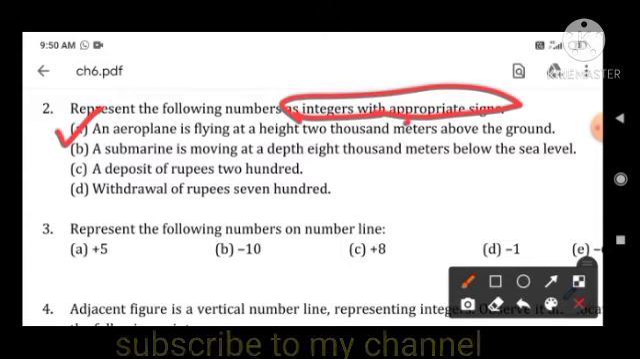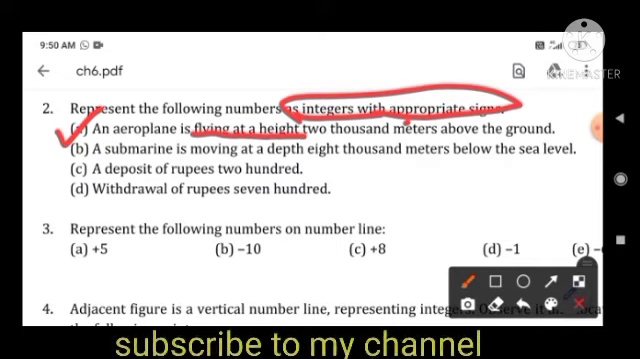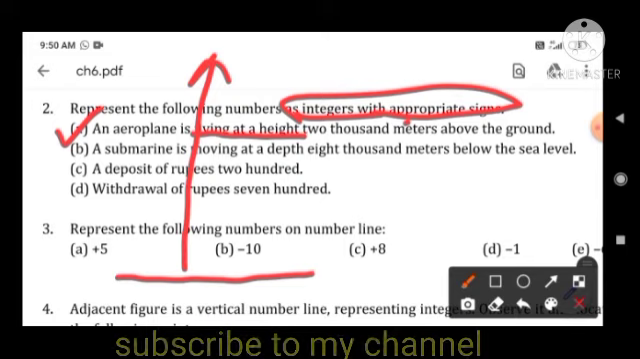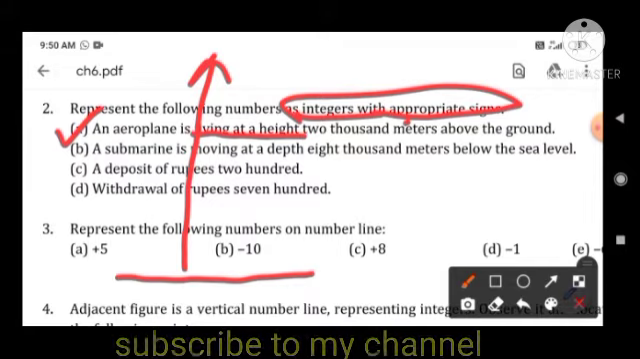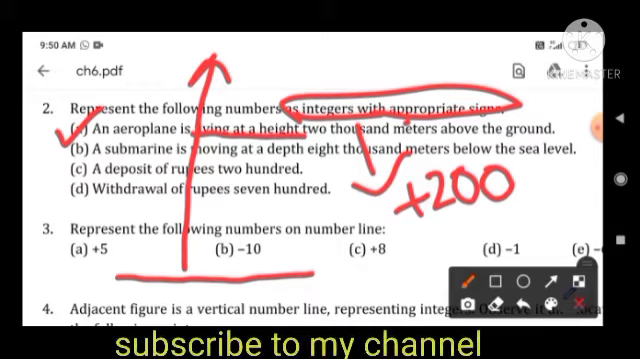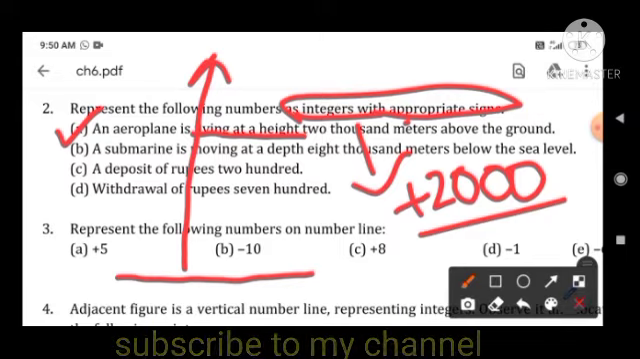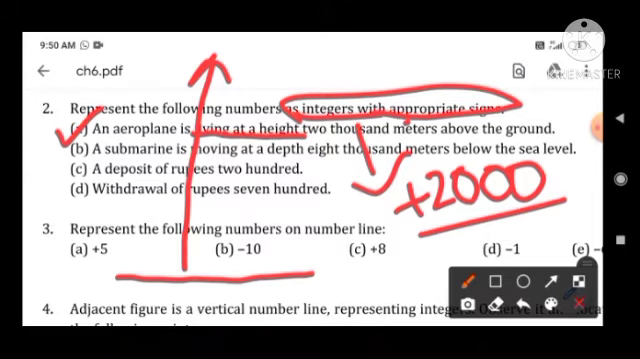Now question number A. An aeroplane is flying at the height 2000 meter above the ground. Now this is ground level, then this is above. Above means it will be up, isn't it? Above the ground level, 2000 meters. If it is above, then you will write positive integers and 2000. So this is your answer. The sign will be positive, plus 2000.